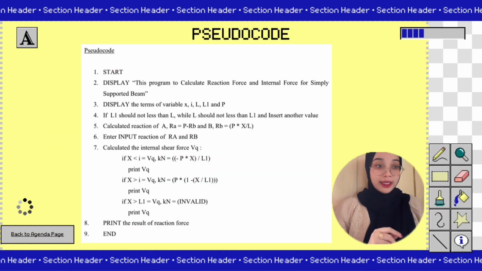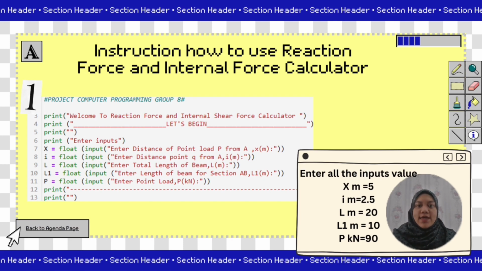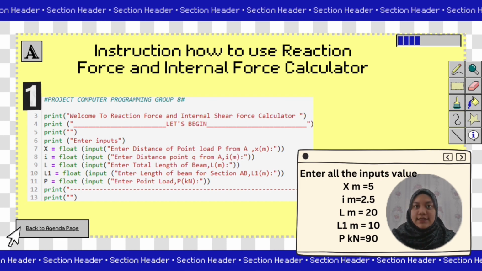Next, if you can see, this is the pseudocode for our group project. Step 1. Enter all the input values. X equal to 5, I equal to 2.5, L equal to 20, L1 equal to 10, and lastly P, the point load, equal to 90.